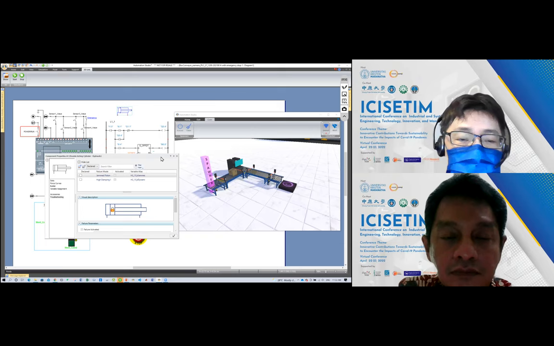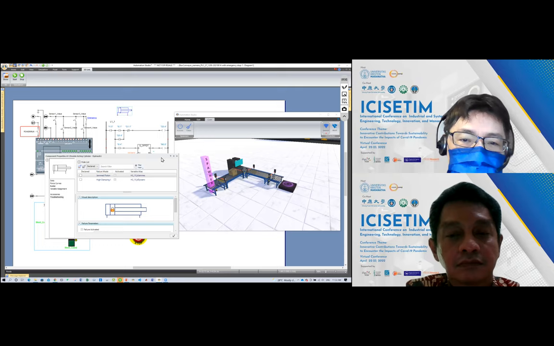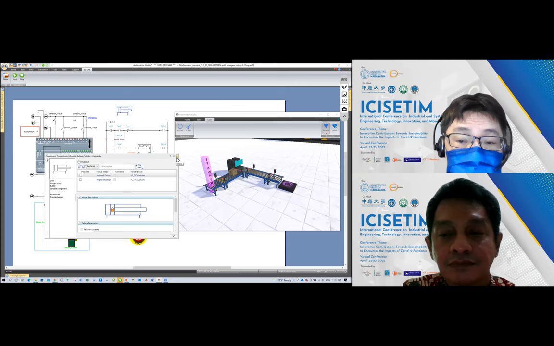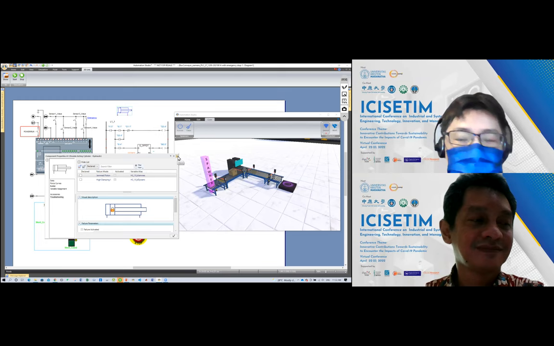But here, this virtual system is the first prototype. I didn't put too much effort into it, but this is the further research I would like to incorporate in my next phase.